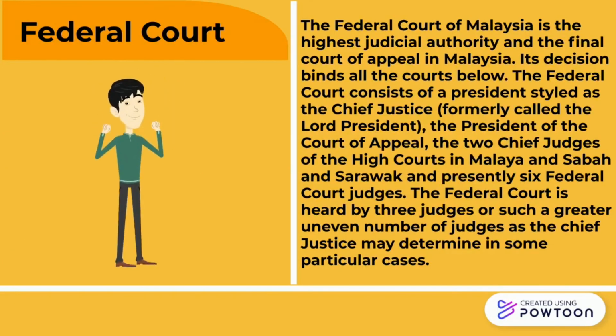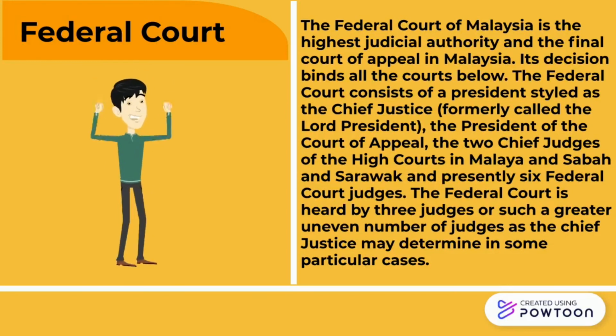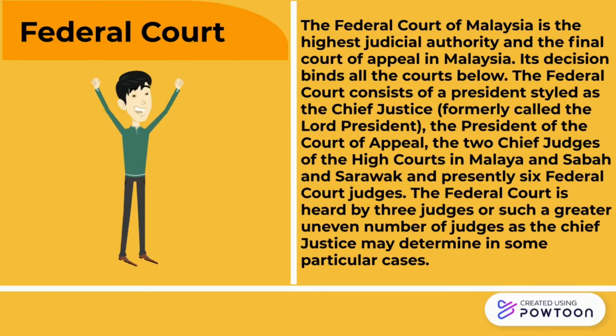Federal Court. The Federal Court of Malaysia is the highest judicial authority and the final court of appeal in Malaysia. Its decisions bind all the courts below. The Federal Court consists of a president styled as the Chief Justice, formerly called the Lord President, the President of the Court of Appeal, the two Chief Judges of the High Court in Malaya and Sabah and Sarawak, and presently 6 Federal Court judges. The Federal Court is heard by 3 judges or such a greater uneven number of judges as the Chief Justice may determine in some particular cases.